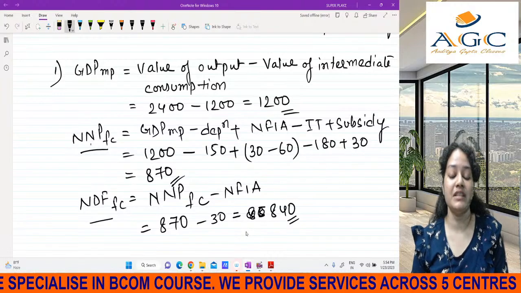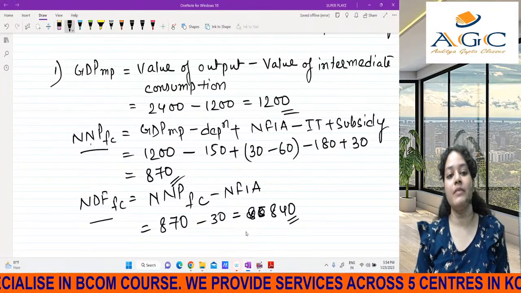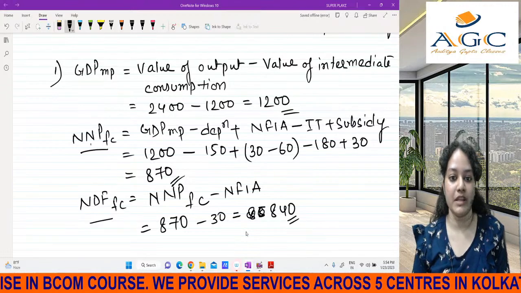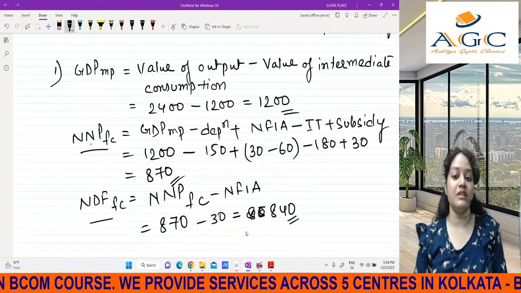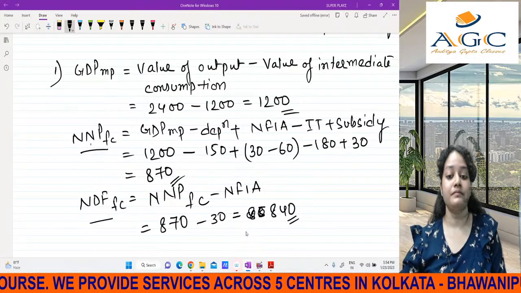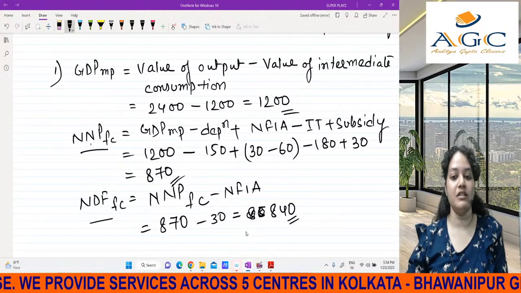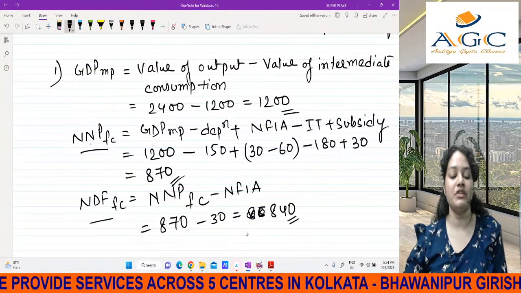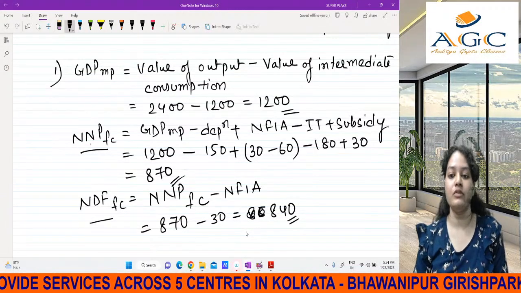So these are the types of sums you might be getting for your value added method. Value added method is quite simple if you practice it a few times. The main thing you have to see is, when you're changing the factors, what are the things that are changing, like minus depreciation and plus NFI. All these things you have to check.